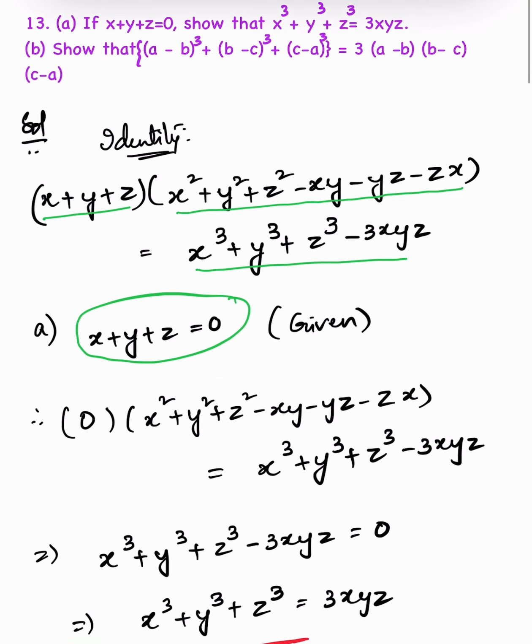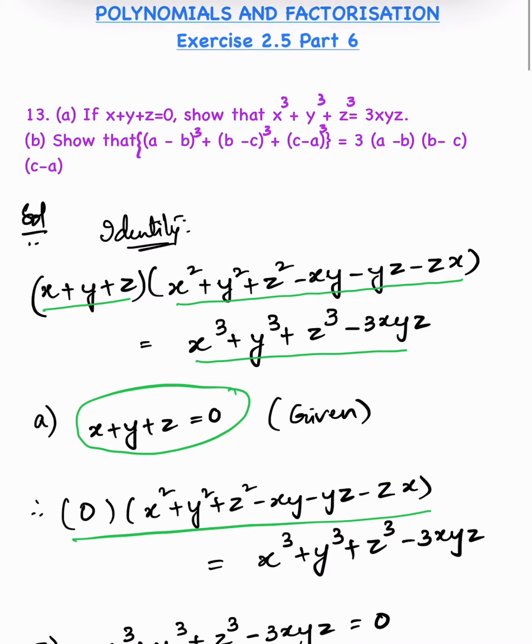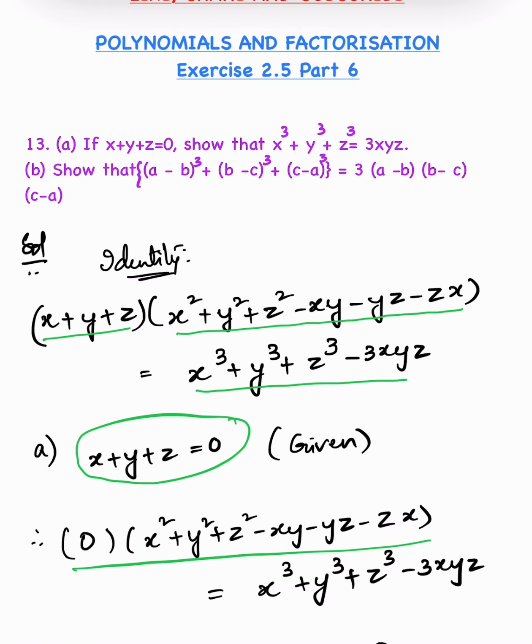So 0 into (x square plus y square plus z square minus xy minus yz minus zx) is equal to x cube plus y cube plus z cube minus 3xyz. So 0 into anything is 0. So this left hand side becomes 0. So x cube plus y cube plus z cube minus 3xyz equal to 0. X cube plus y cube plus z cube equal to 3xyz. So a bit is done.